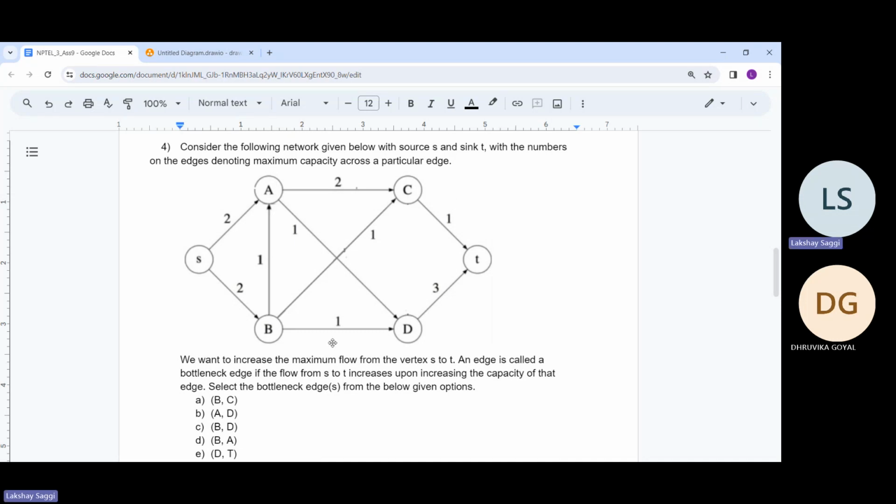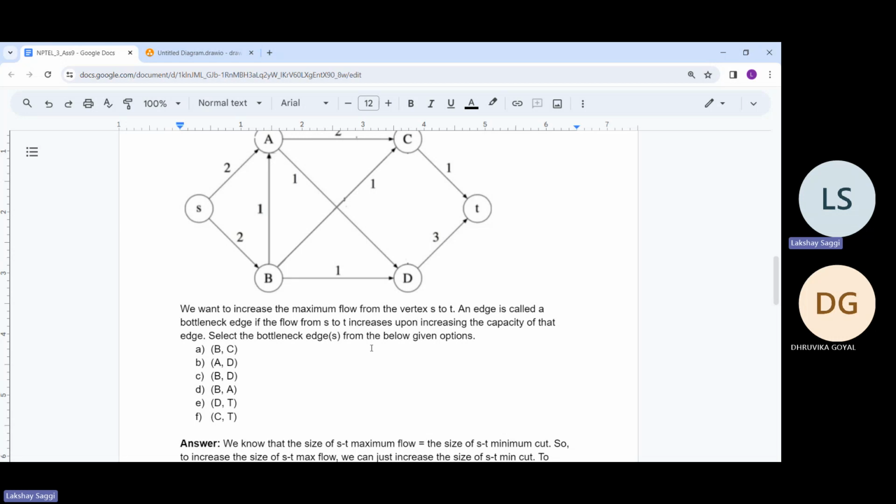So we just need to increase the capacity of this cut. The edges going across this cut are the edges C, T, A, D, and B, D. So increasing the capacity of any of these edges will result in an increase in the min cut. So the correct options will be something like this. C, T, maybe I should write T in small, because C, T is part of this min cut. A, D is also part of this min cut, so A, D can also be increased. Similarly, B, D can also be increased.